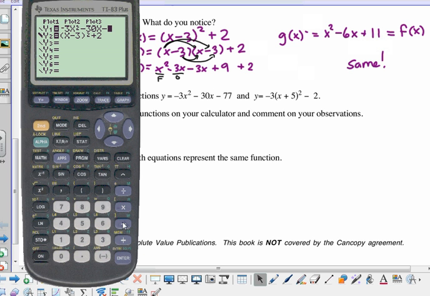X minus 77. Got an error. So make sure you're putting a minus there instead of a negative. Be careful with your negatives and your minuses. A negative should only be put in if there's nothing else in front of it. So when you graph first, second. I did. There it is.